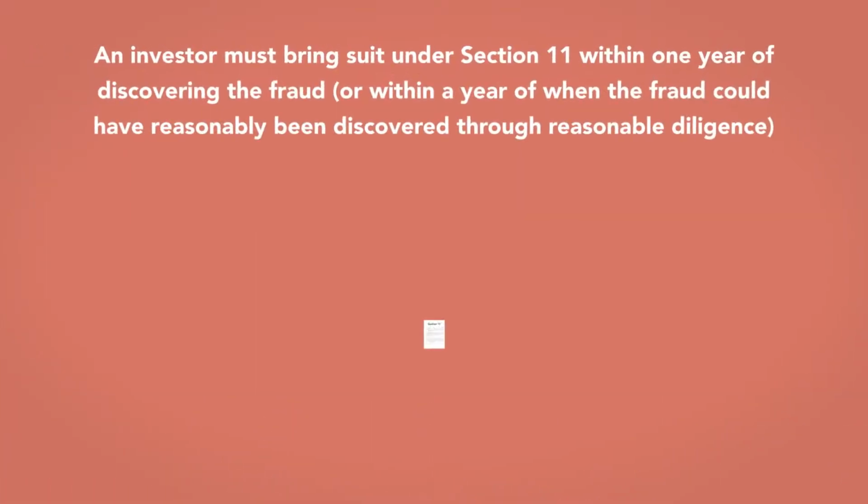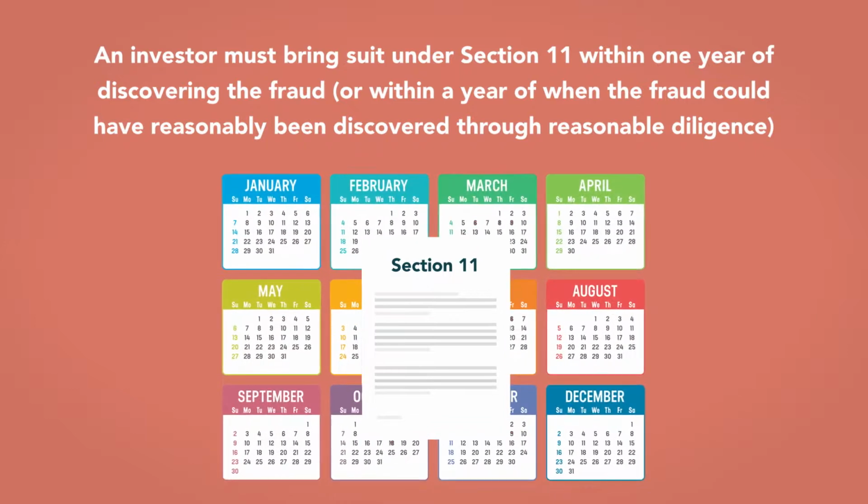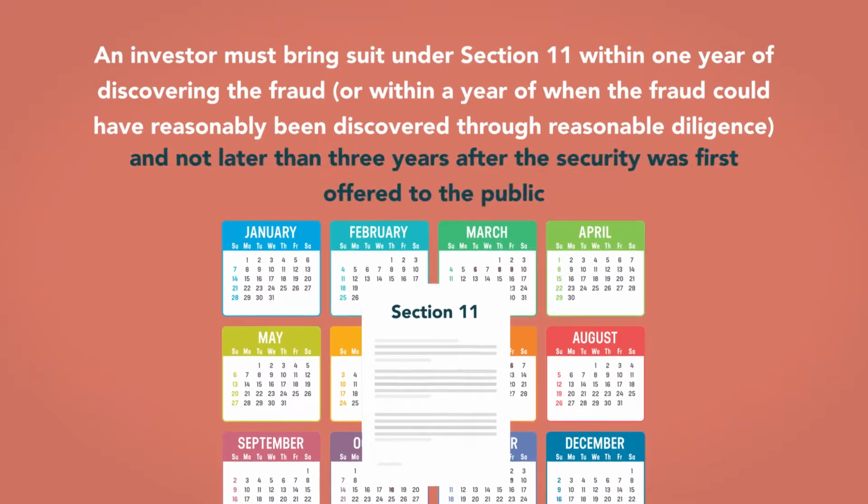Finally, an investor must bring suit under Section 11 within 1 year of discovering the fraud, or within a year of when the fraud could have been reasonably discovered through reasonable diligence, and not later than 3 years after the security was first offered to the public.